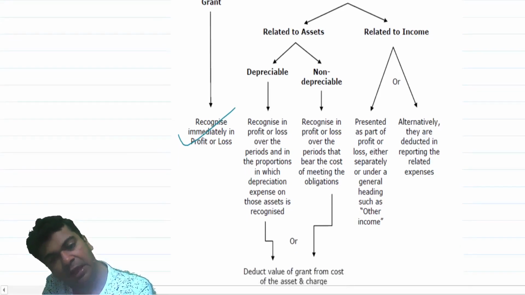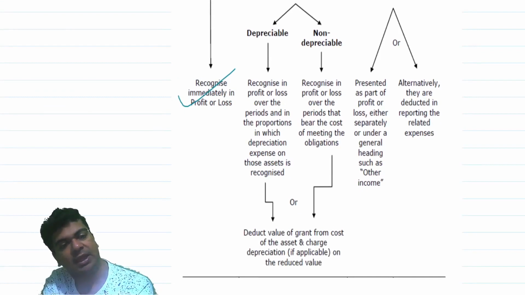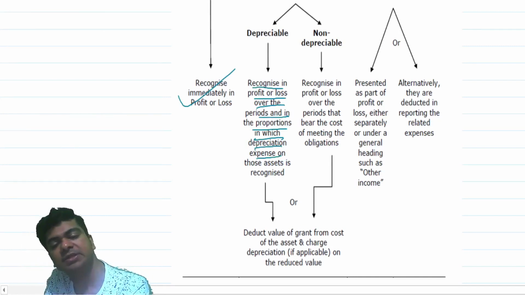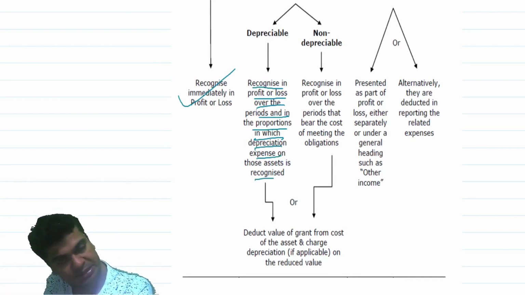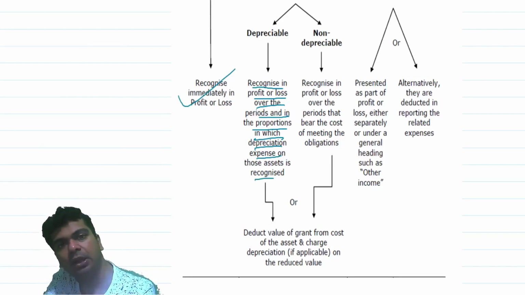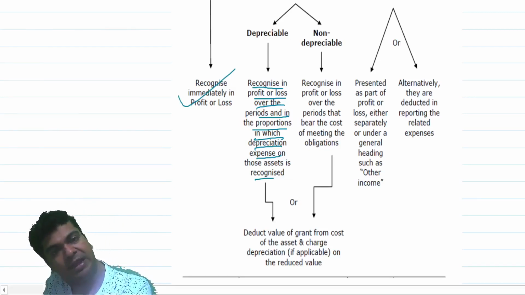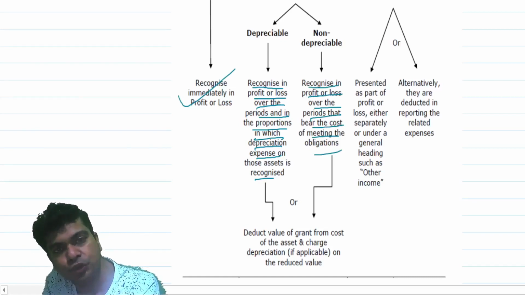So we are discussing assets, depreciable and non-depreciable. Please understand it. They are saying recognize in profit or loss over the period and in the proportion in which depreciation expense on those assets is recognized. You have got the government grant with respect to assets which are depreciable. Find out what is the useful economic life, and over that period in the ratio of depreciation recognize the government grant in the profit and loss account. But what if the asset is non-depreciable? Again, recognize in profit or loss over the period that bear the cost of meeting the obligations.